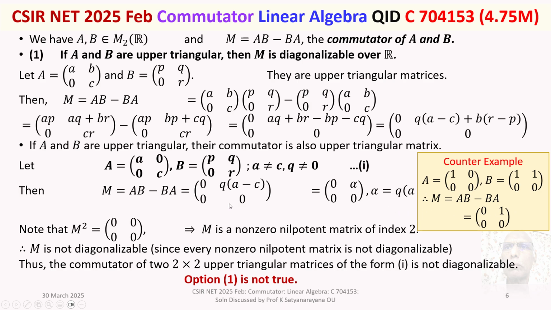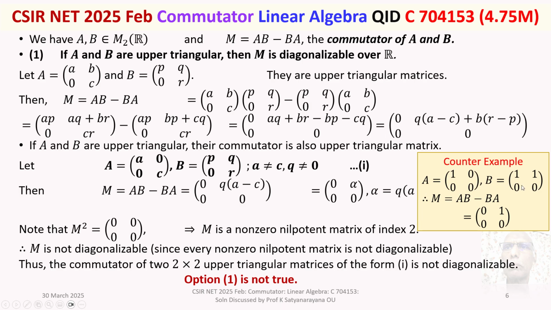Thus, continuing our argument, M square is the 0 matrix. That means M is a non-zero nilpotent matrix of index 2. Therefore, M is not diagonalizable because every non-zero nilpotent matrix is not diagonalizable. Hence, option 1 is not true. Now, here itself, it gives a clue for the next option also. In the next option, if A and B are diagonalizable, then M is diagonalizable over R. Is it so?